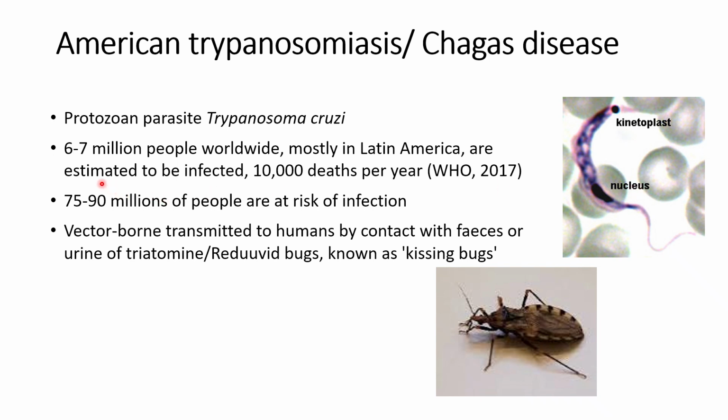Yearly, about 6 to 7 million people are infected, and among them 10,000 die. People at risk number about 75 to 90 million. The parasite is transmitted through triatomine bugs, or kissing bugs. The parasite usually resides in the feces, or the poop, of the kissing bugs. The bugs often poop when they bite. It's a funny thing. Then most people get the disease by unknowingly rubbing the bug's poop into the bite site, where the parasite enters.